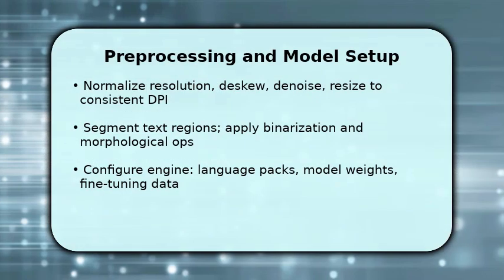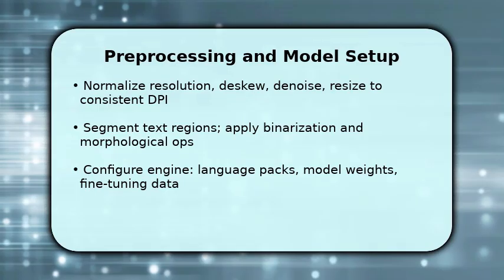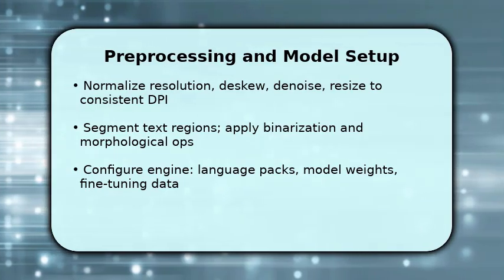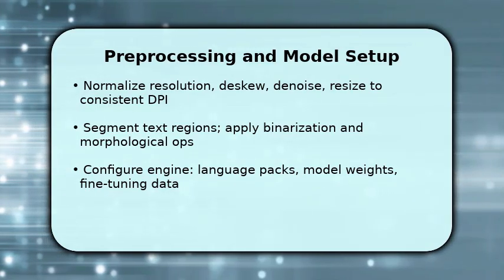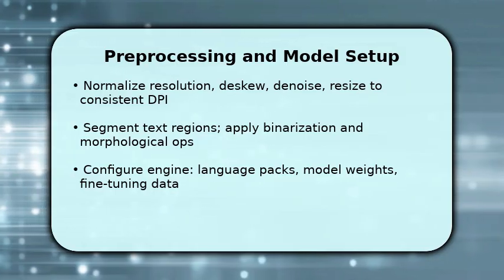You now transform raw files into predictable inputs. Start by normalizing resolution, deskewing pages, denoising, and resizing to a consistent DPI. These steps reduce model confusion.